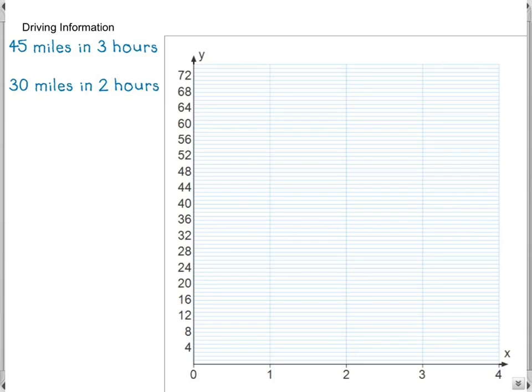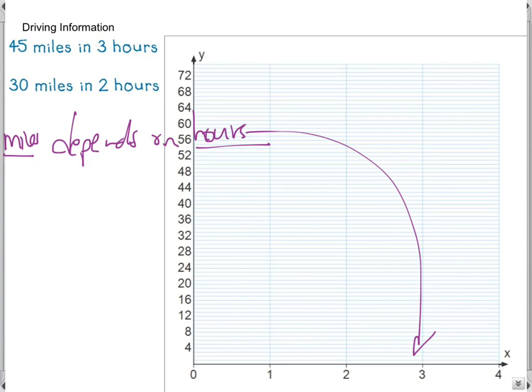Well, let's see, which depends on which? Let's fill in this sentence: blank depends on blank. Okay, so the miles depends on the hours. So in that case, the hours goes down here. So hours goes on the x-axis, and miles goes on the y-axis.